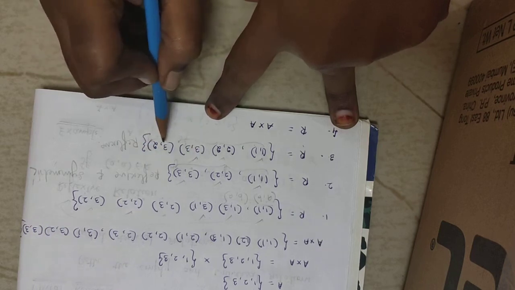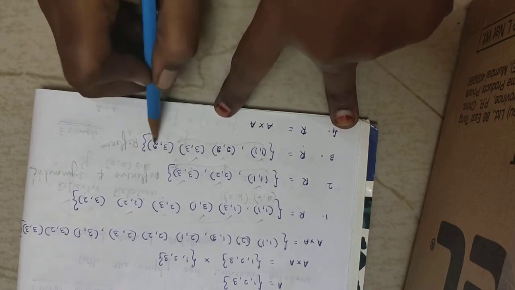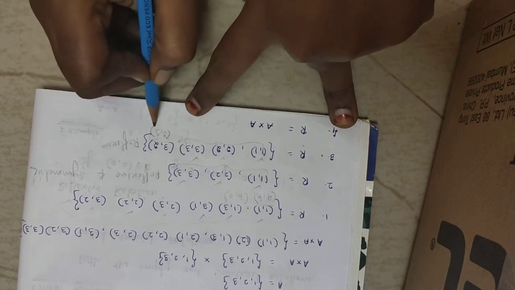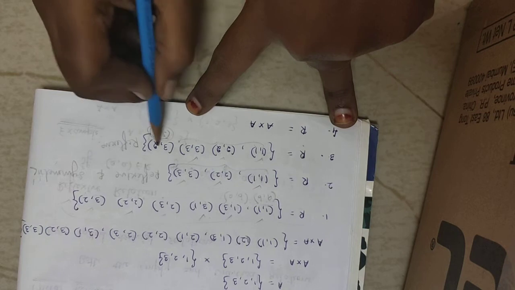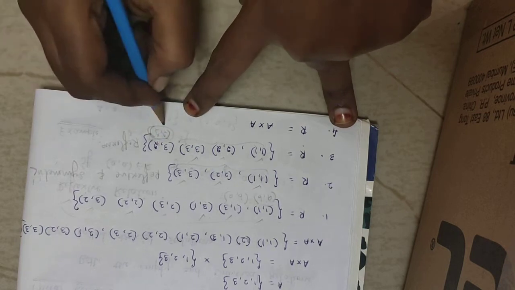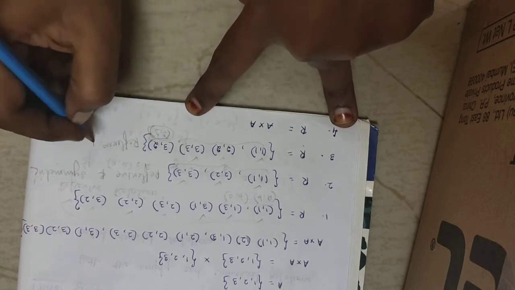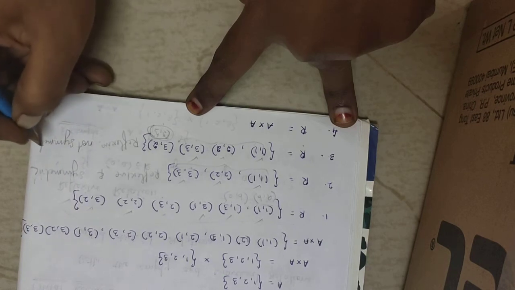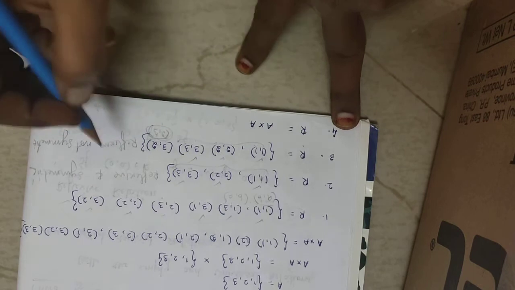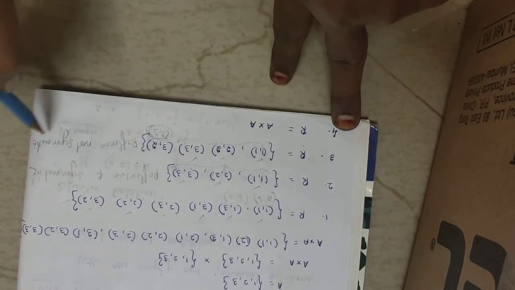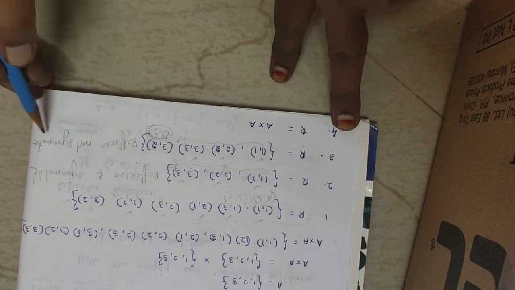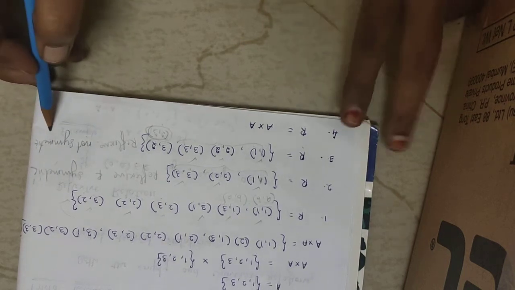Now see here (3,2) is there. For this, the next should be (2,3). But this is not there in this relation. Therefore, this is not symmetric. This relation is reflexive but not symmetric.